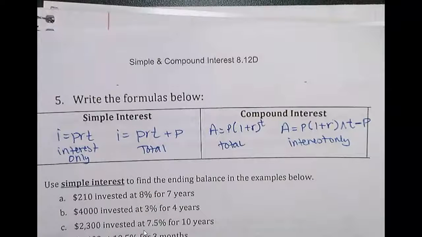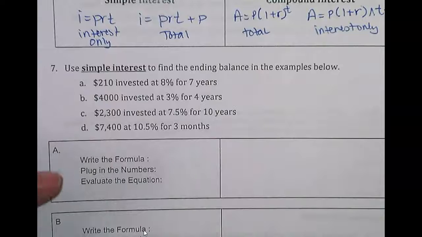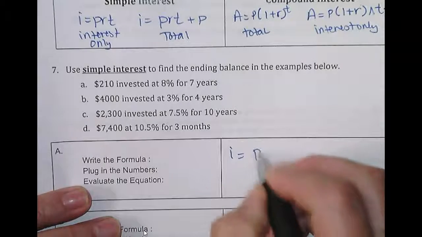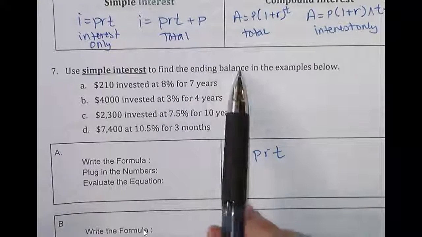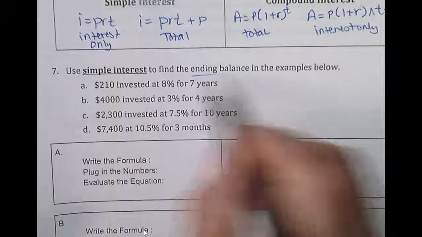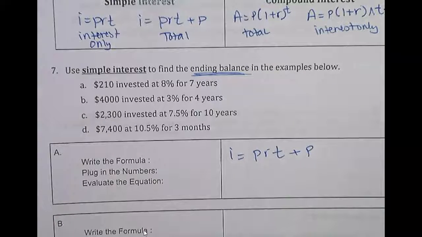Alrighty, question 7. It says use simple interest to find the ending balances in these examples. I'm going to do 2 of them for you, and then I hope to go to bed soon. Question A. So you've got $210 to invest, 8% interest, 7 years, and you're supposed to write the formula down. Which formula? Probably simple interest. I equals PRT. Now what will that solve for? Interest only. But it says to find the ending balance in the example. Is that the solve you want? Will that find the ending balance? No. You have to add plus P to find the ending balance.